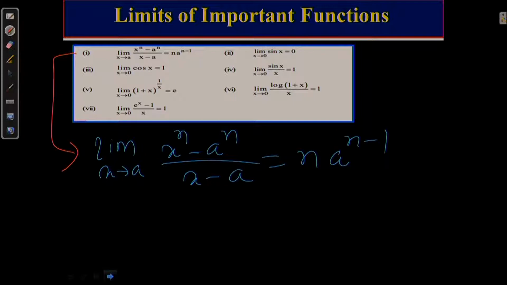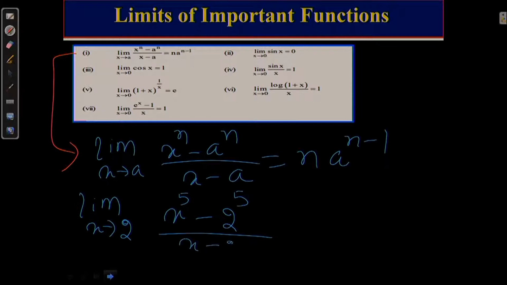For example, suppose x tends to 2, x to the power 5 minus 2 to the power 5 divided by x minus 2. Then that value will be 5 into a, where the value of a is 2, a to the power 5 minus 1.